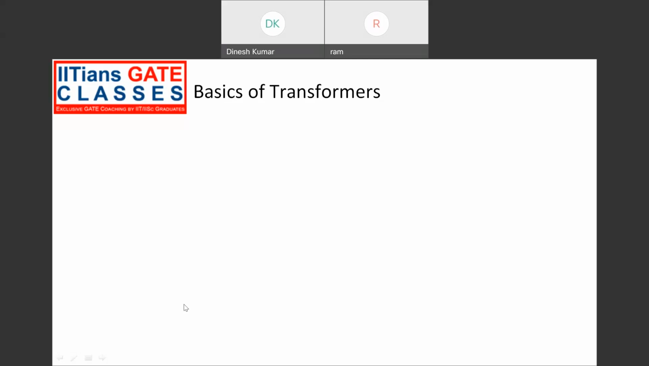Let me draw the phasor diagram first. Earlier we have seen the phasor diagram of a transformer looks something like this. We have the primary voltage V1, this is the flux, and V1 equal to minus E1. According to Lenz's law, we'll be having E1 and E2 here, right? This is 90 degrees, this is 90, this is 90.